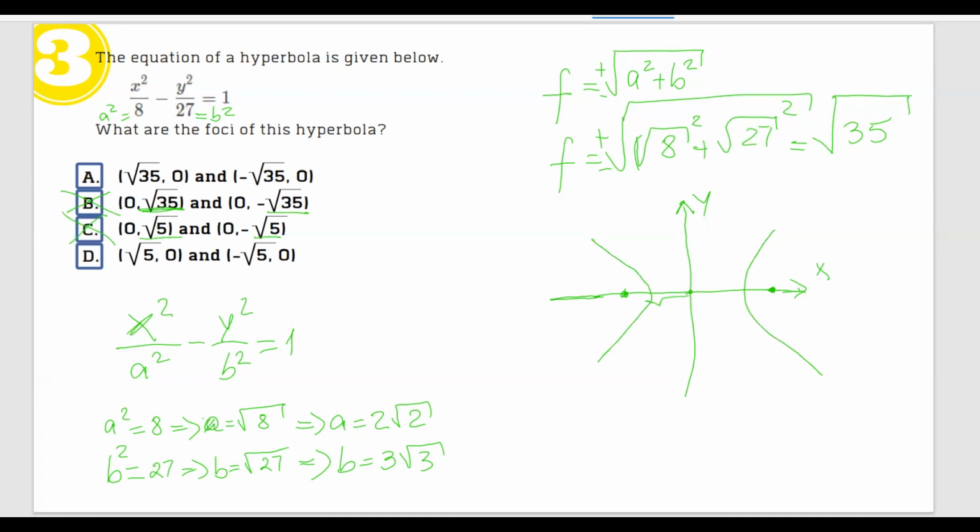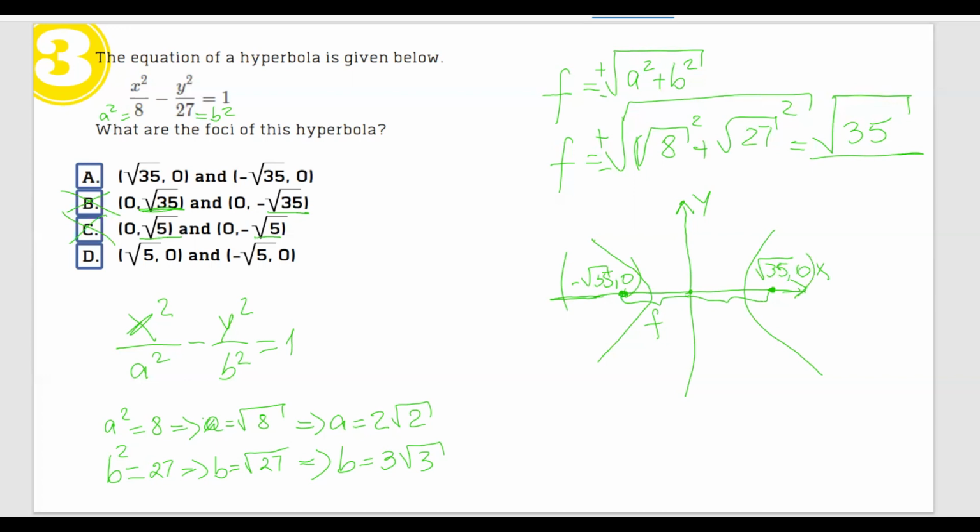And we know that the focal points are this and this. So I get square root of 35, 0, and minus square root of 35, 0. This is going to be the coordinate of this point. We're going to have minus square root of 35, 0, and here square root of 35, 0.